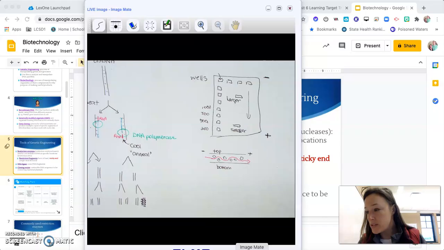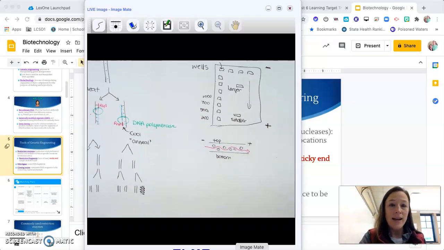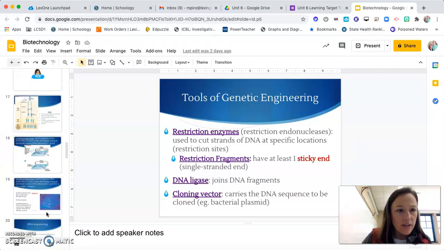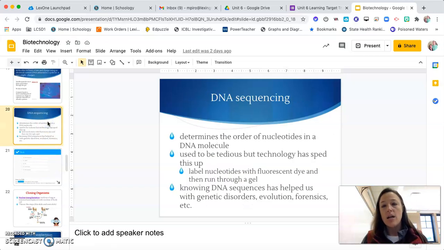So that's the purpose and process of, cloning, I'm sorry, that was gel electrophoresis. DNA sequencing is where you're going to add fluorescent dyes to DNA. Let me find it in here because it'll be a whole lot better than me trying to draw it. Oh, I don't have a picture.